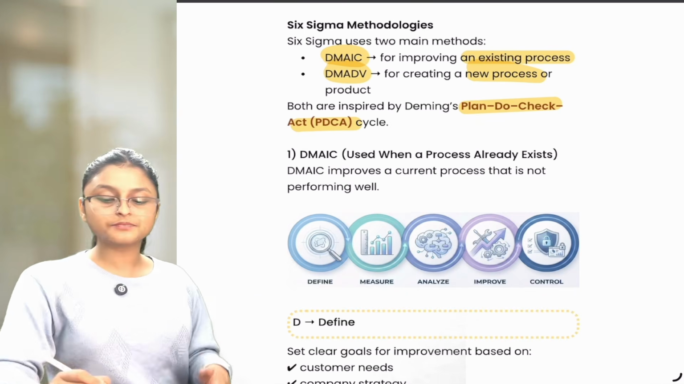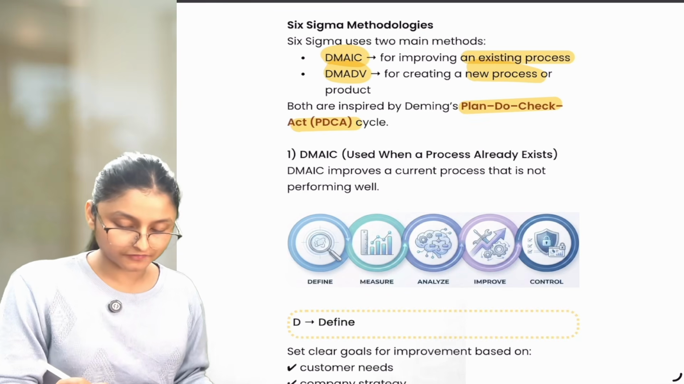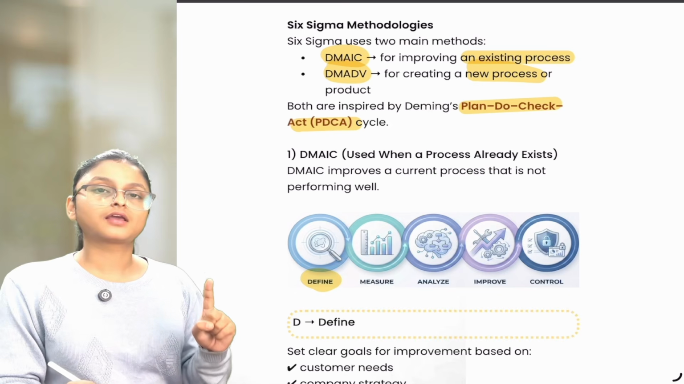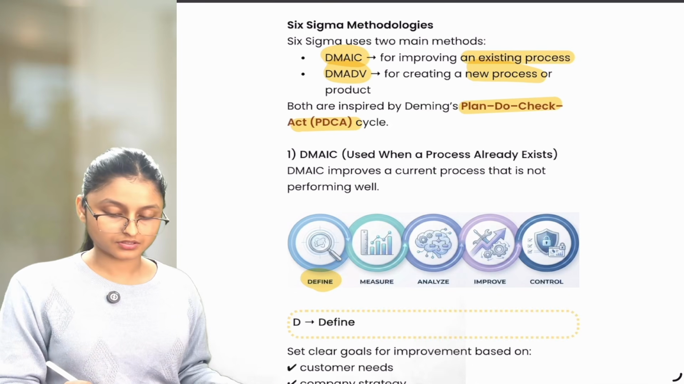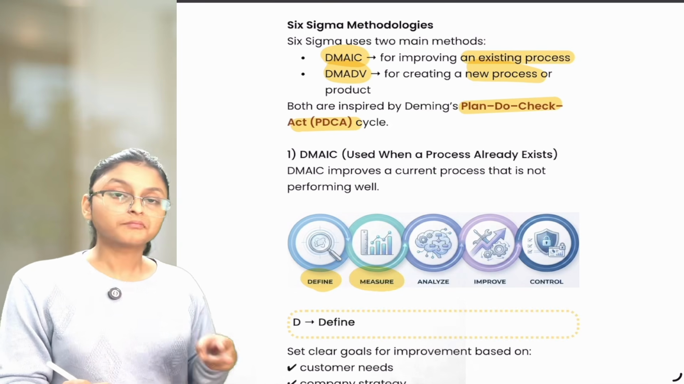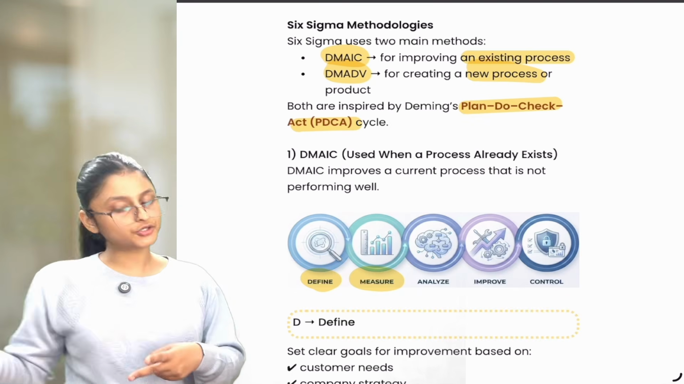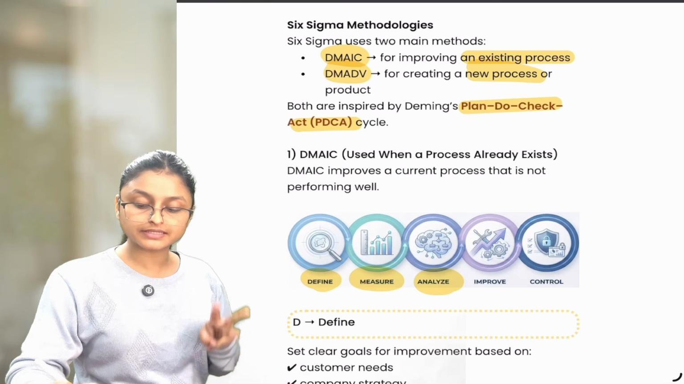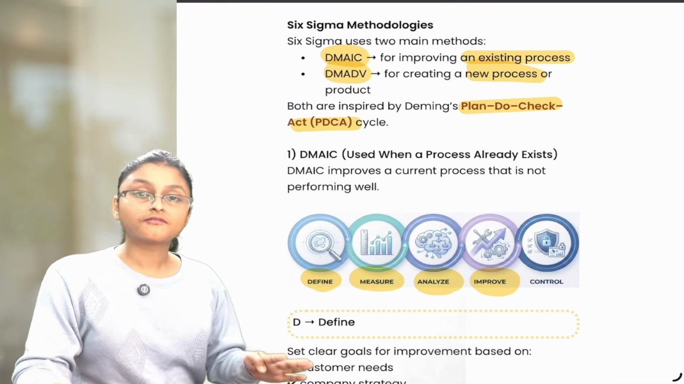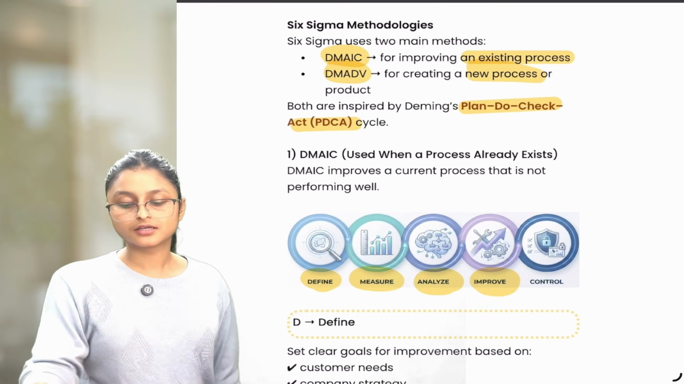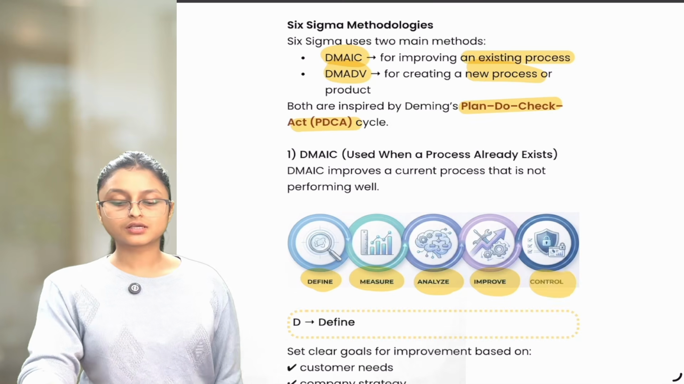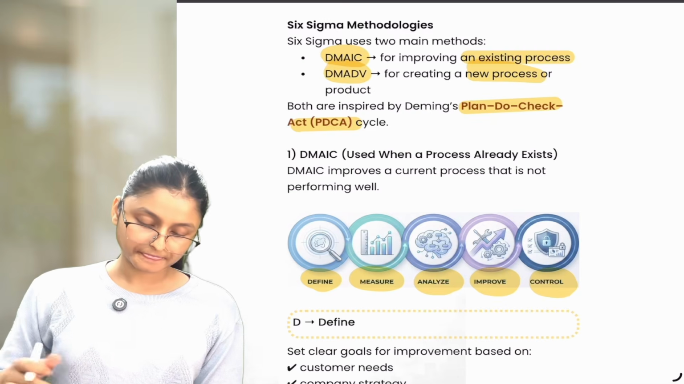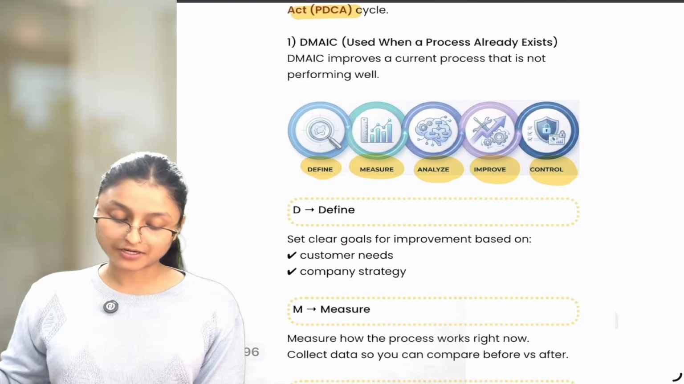So DMAIC improves a current process that is not performing well. What are the steps of it? First, D is define what you want to achieve with this. Next, measure what currently is happening inside your processes. Then analyze all the problems which you have inside your processes right now. Improve, find different solutions and implement it. If that solution works, then control, that means check whether everything has been implemented properly or not. Okay, everything has been working as per plan or not.